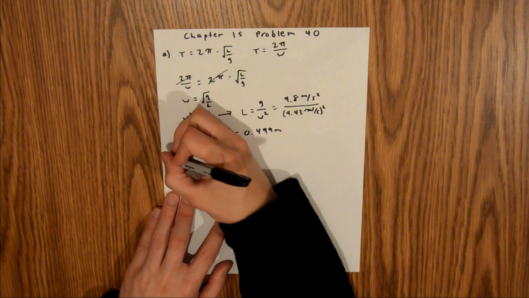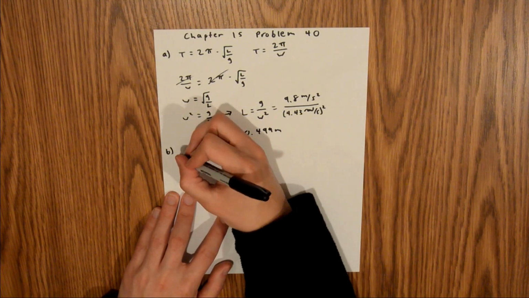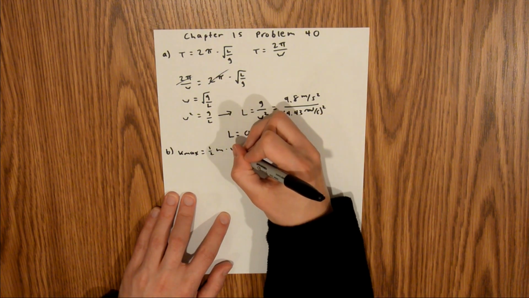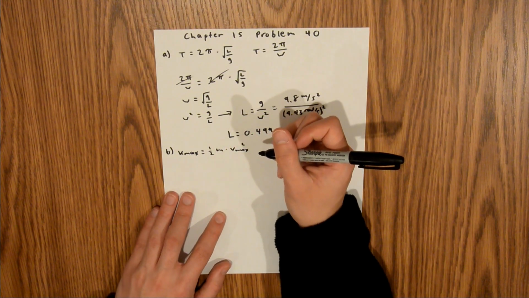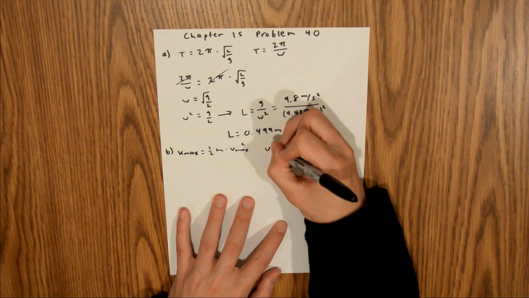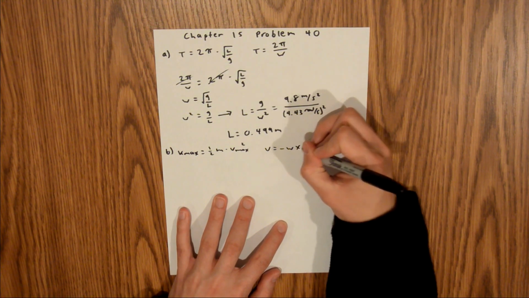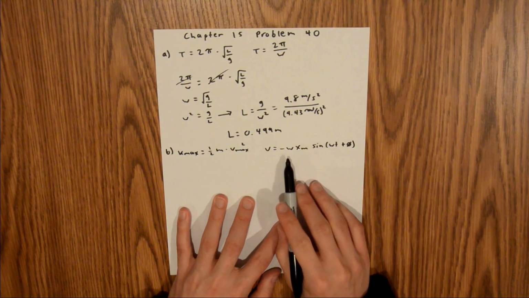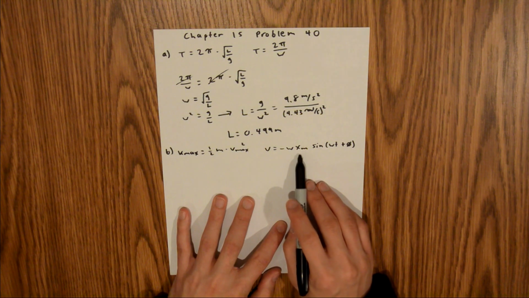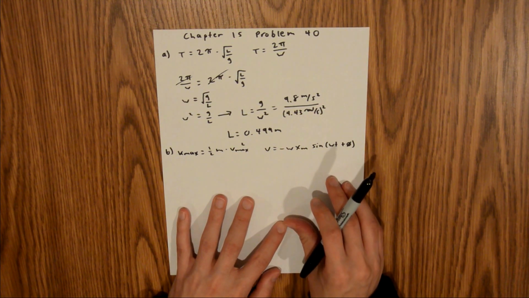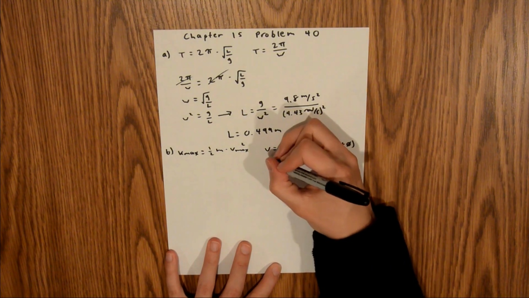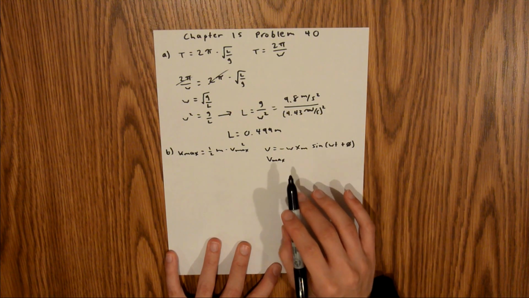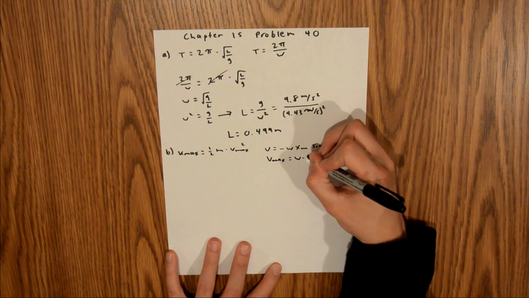So now for Part B, we're trying to find the maximum kinetic energy, and so we know that K max is equal to 1/2 m times V max squared. And we know that V is equal to negative omega xm sine omega t plus phi, where omega is our angular frequency, xm is our amplitude, t is our time, and phi is our phase shift. And in order to find V max, this term right here needs to be -1, and so that's going to leave us with just omega times xm.